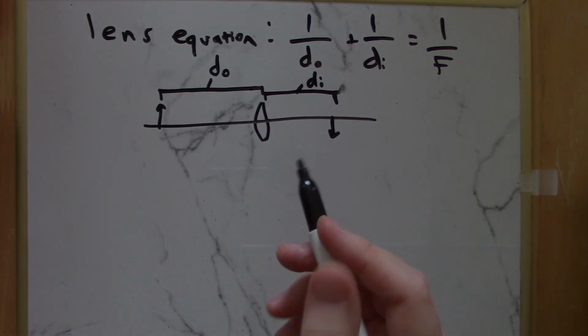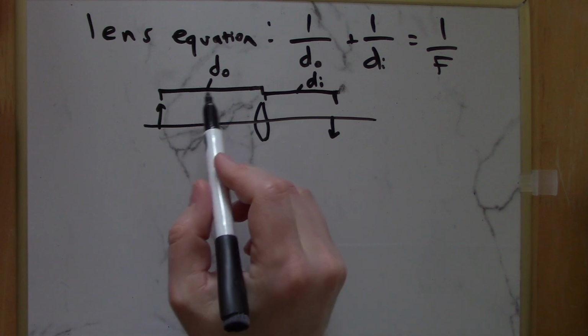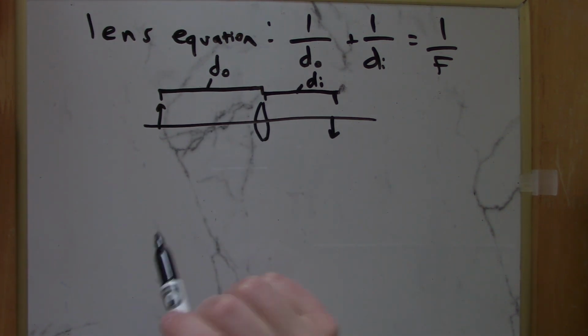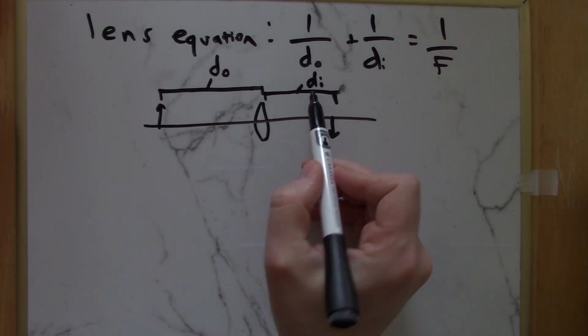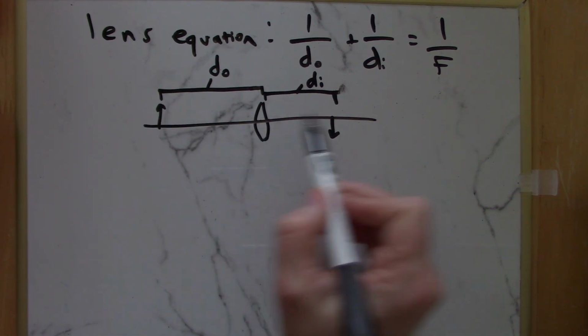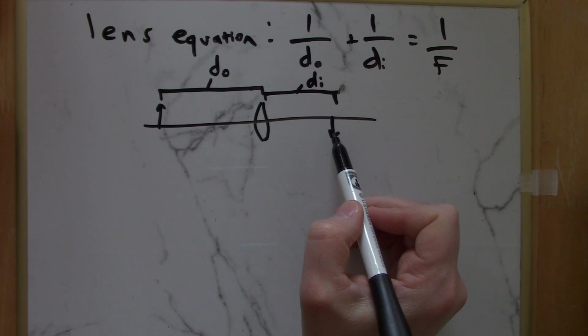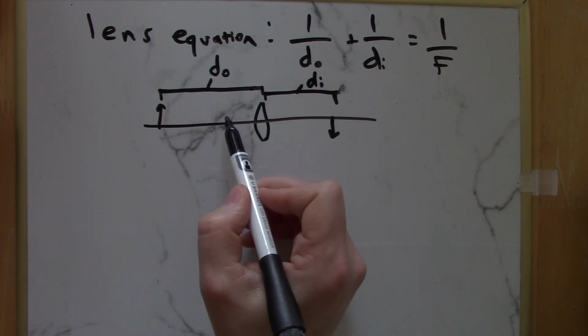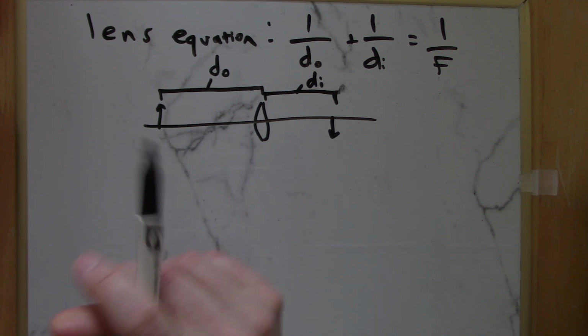And there are some conventions that you probably should be aware of. In this case, both dO and di should be positive numbers. If di is ever negative, that means that you're ending up on the other side, or this side of the lens. In this case, the image is a real image. In this case, the image is a virtual image. We can dig more into that later.